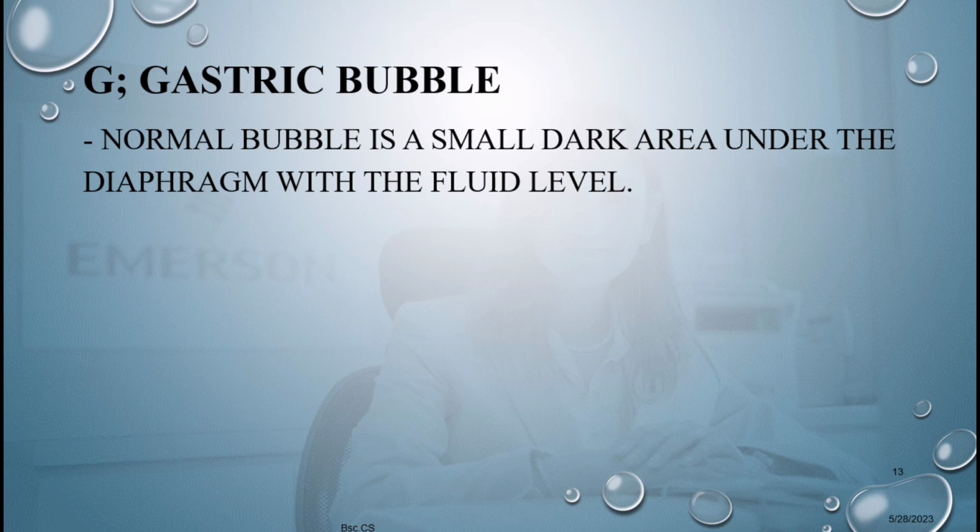Then we're now on G for the gastric bubble. So the normal bubble is a small dark area under the diaphragm with a fluid level. This is to your left, because that's where the gastric bubble is. That's the normal bubble. On your left there should be a gastric bubble, but on the right, if there is air under the diaphragm, that's another issue. Okay.